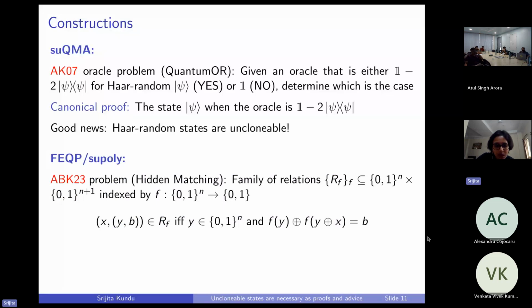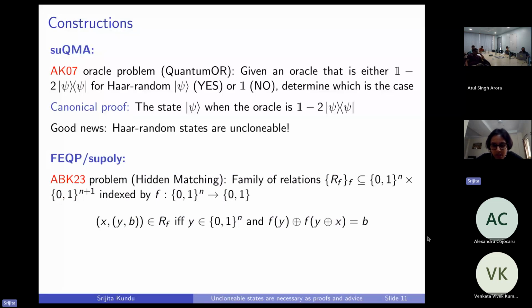Okay, and I'll also mention what the candidate construction is for FEQP by ST poly. So this is based on the Aaronson, Buhrman and Kretschmer construction separating FBQP by qpoly and FBQP by poly. So this is for a relational problem. It's actually for a family of relations indexed by functions f from 0,1 to the n to 0,1. And you can show that with probability 1 over the choice of this function, this family separates the two classes.